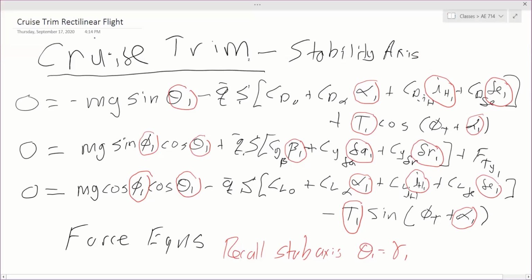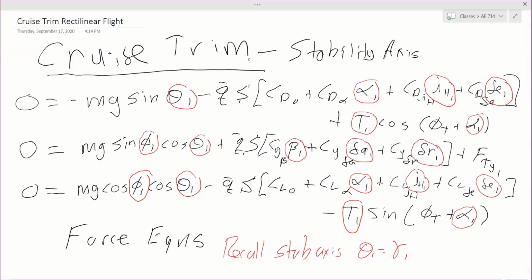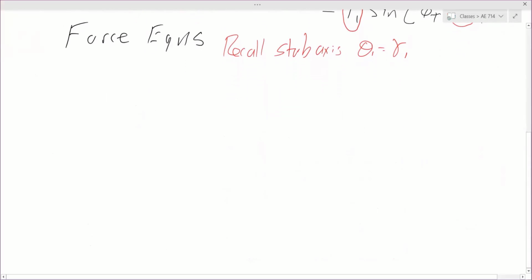Okay, so here's the pitching moment, or the moment equations now. Can you see that okay, or do you hate it? Thumbs up or thumbs down? Good? Okay, we'll try it. If you change your mind, let me know.